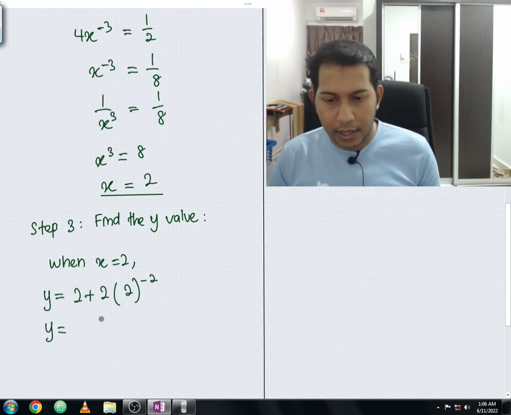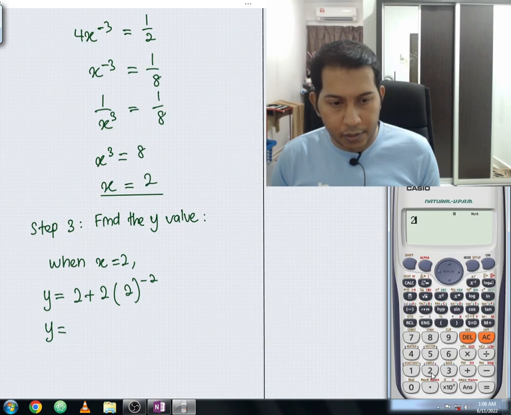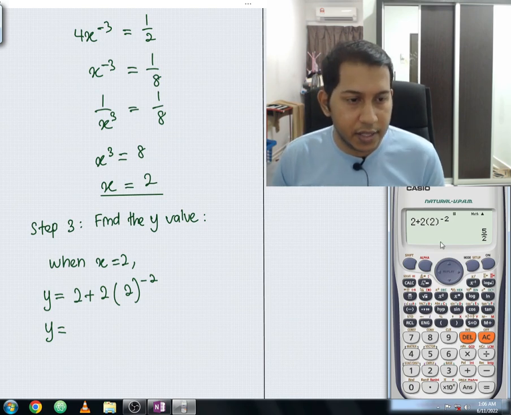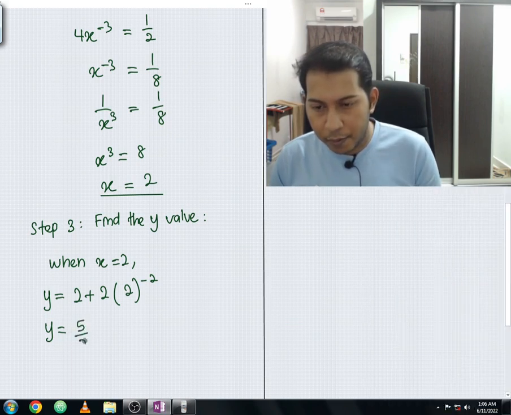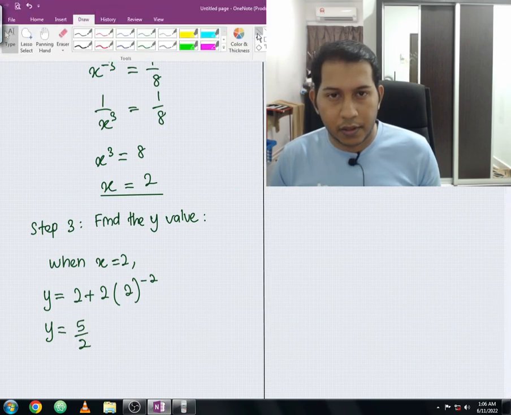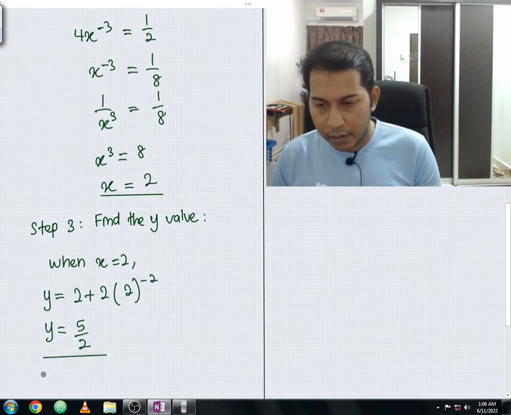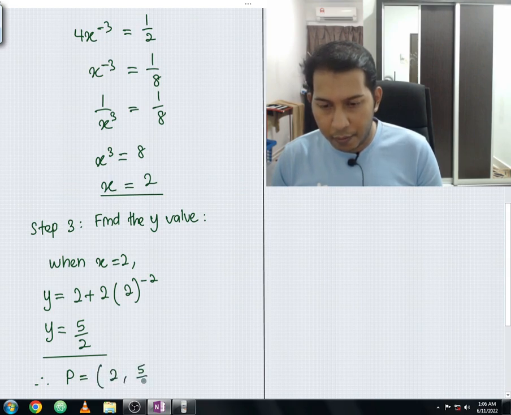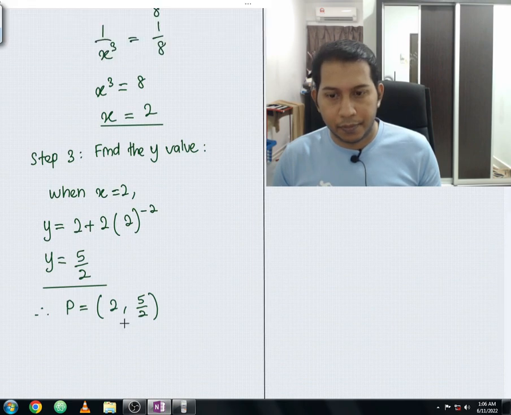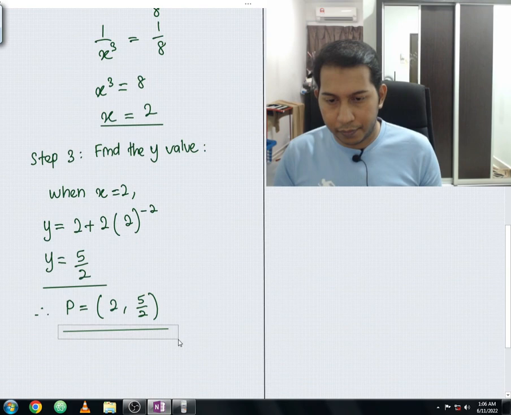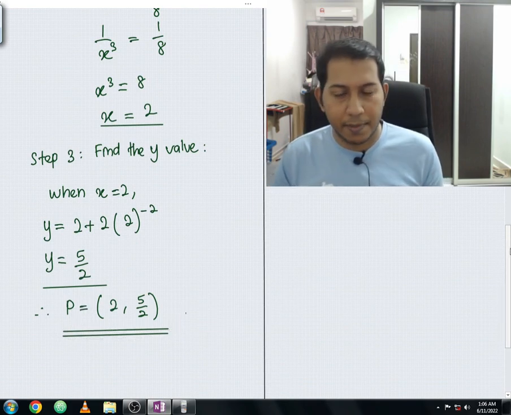So from here you calculate this. Let us calculate this together. 2 plus 2, and then times 2 to the power of negative 2. So from here you get your answer is 5 over 2. So you get your y value is 5 over 2. Let me underline this. So therefore your final answer, which is the coordinate P, is 2 comma 5 over 2. So this is your final answer. Let me underline the solution for this question. Okay, let me scroll up.